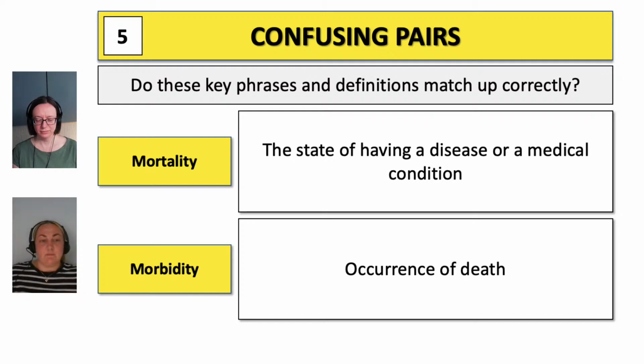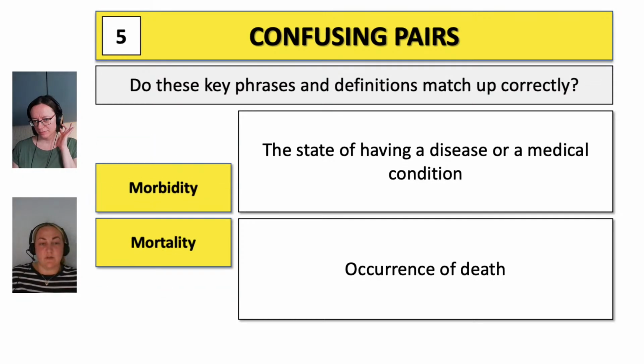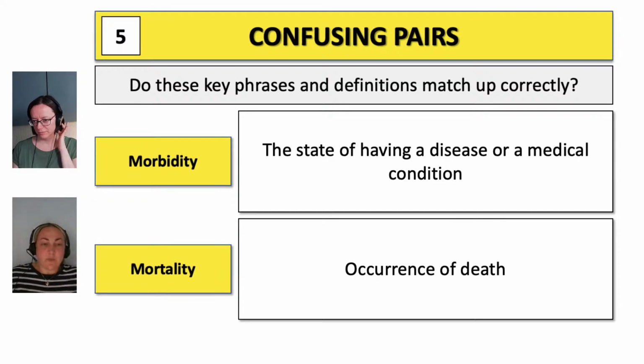I think they're the wrong way around, Liz. I agree. So mortality is definitely the occurrence of death, and morbidity is having a disease or a medical condition. One phrase that you might hear quite often, or could possibly come up in your exam, is comorbidity, which means that somebody has more than one condition or disease, something that person has a diagnosis of. So they could have lung cancer, but they could also be in renal failure, or heart failure, and that means that person has comorbidities.